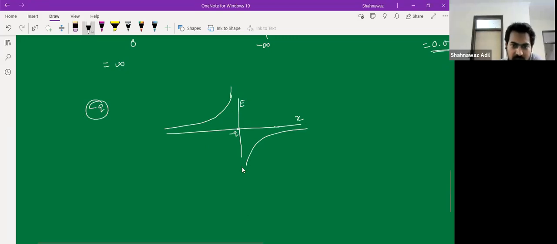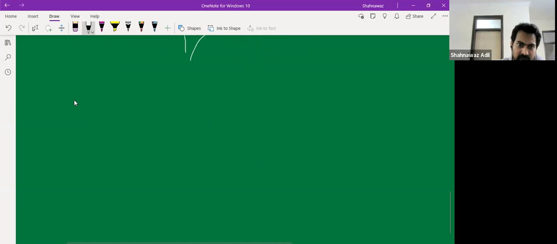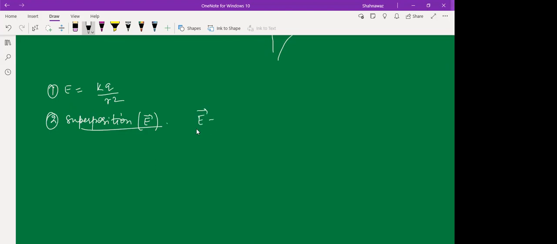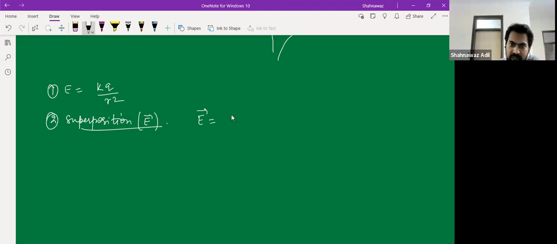So now we calculated the electric field due to a point charge, which came out to be kq over r square. Then you have the superposition principle. In the superposition principle of electric field, just like the force, you have the vector sum of electric fields: E1 plus E2 plus E3 and so on.